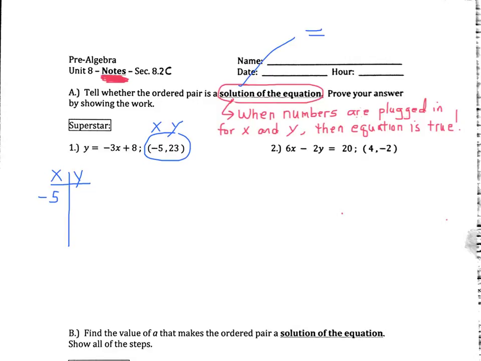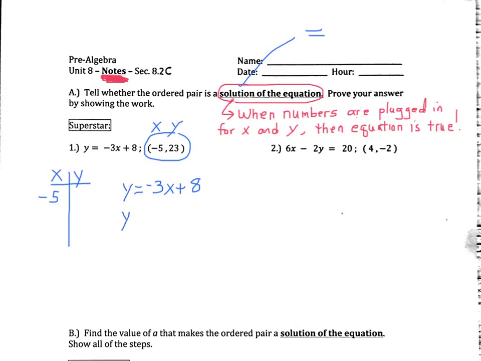All right, let's try and see if it works. You just take that -5 and you put it in for X. I'm going to show the work here. I'm going to start with this equation, y equals -3x plus 8. So just write along with me and think along with me. Now I'm going to take this x right out, and I'm going to substitute -5 in its place.